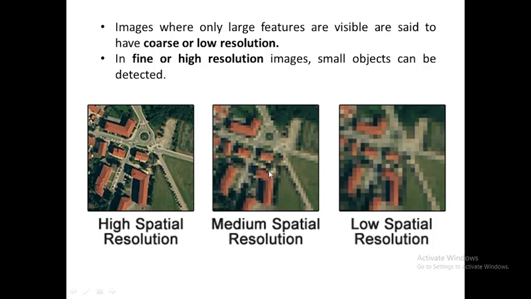As you can see here, this is high resolution imagery, then medium resolution imagery and low resolution imagery, and you can see an obvious difference. The high resolution imagery is clear, the medium resolution imagery is not as clear but better than the low resolution, and in low resolution imagery the pixels are quite mixed.